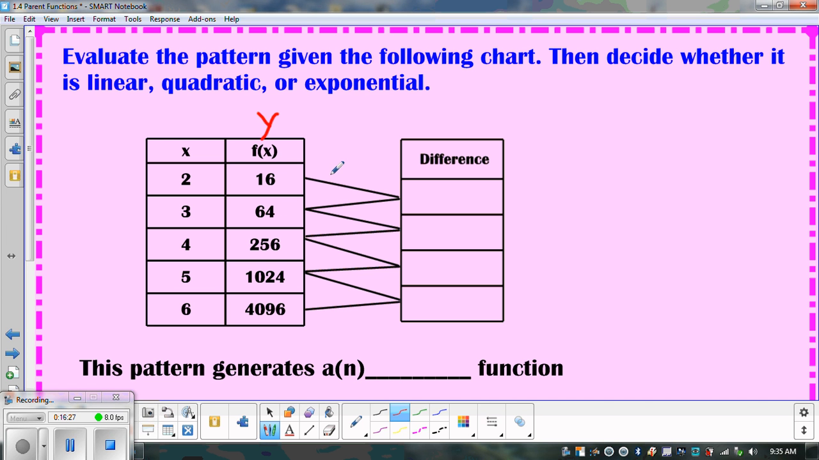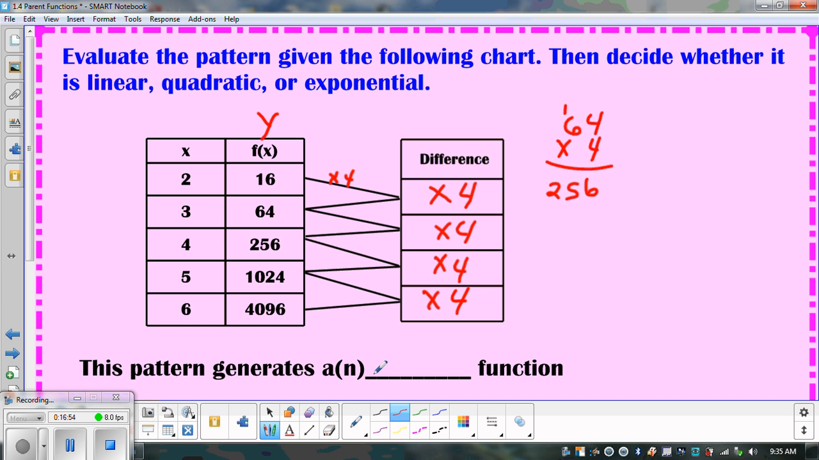Well, I know 16 times 4 is 64. So the difference there is we're multiplying by 4. Now, to get from 64 to 256, is it multiplying by 4? Well, let's just take a moment and double check. 4 times 4 is 16. 24 plus 1 is 25. Yep, we are in fact multiplying by 4 every time.